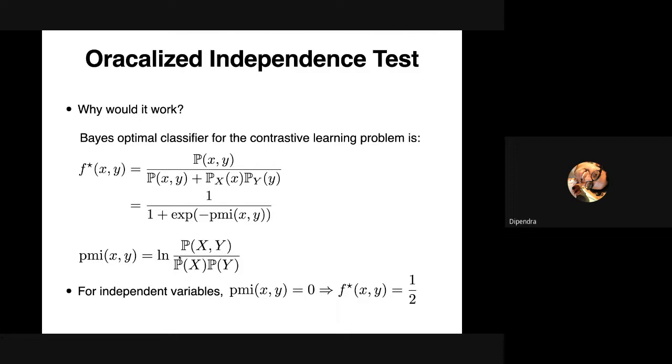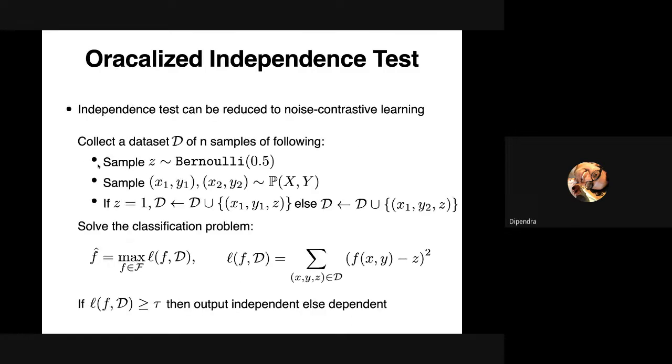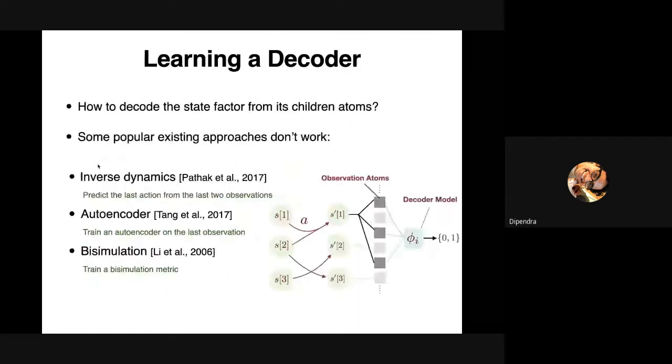I guess one can argue that if your PMI function belongs to a nice family, then maybe your function class realizability assumption is not that strong. But yeah, that's all I can say at the moment. All right, so maybe going back to the thing.